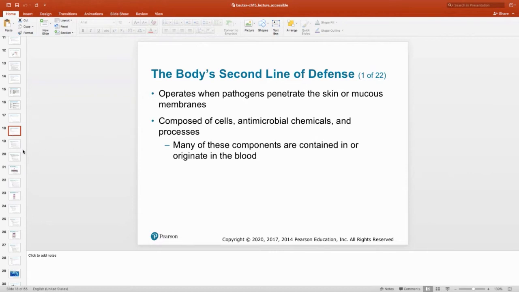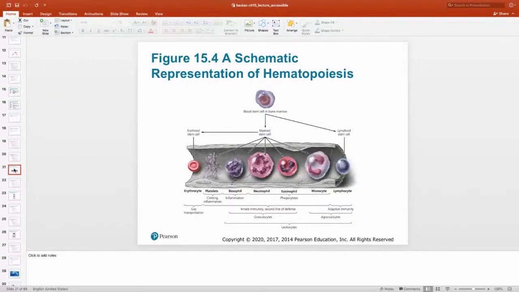And so when we look at the second line of defense, it's composed of cells and some chemicals and processes. Many of them are contained in or originate in the blood. So let's look at the blood components. These are the formed elements of blood, and there is a stem cell. We've got an undifferentiated blood stem cell, and this is called hematopoiesis, which is a form of stem cell differentiation in the blood.